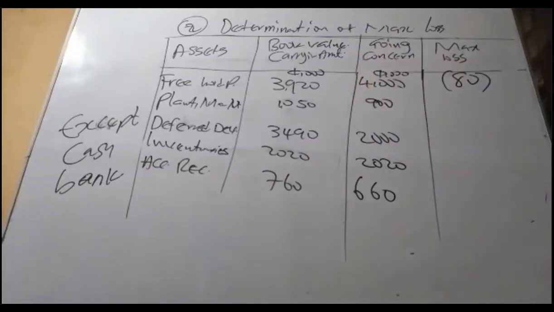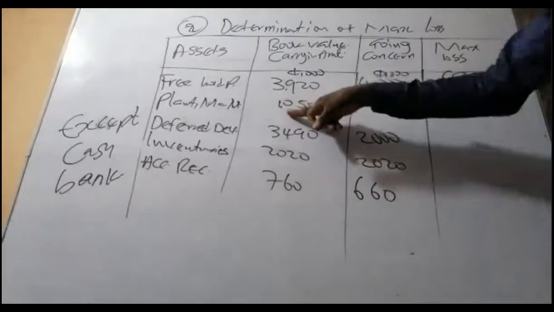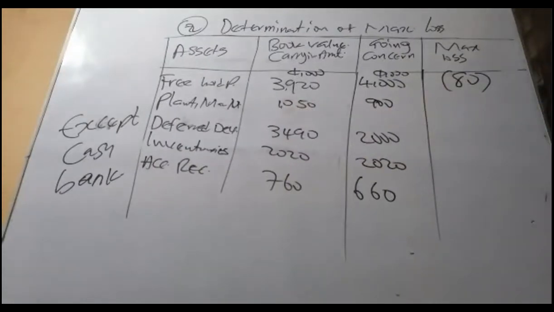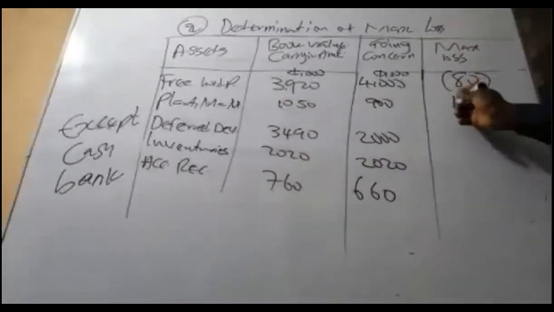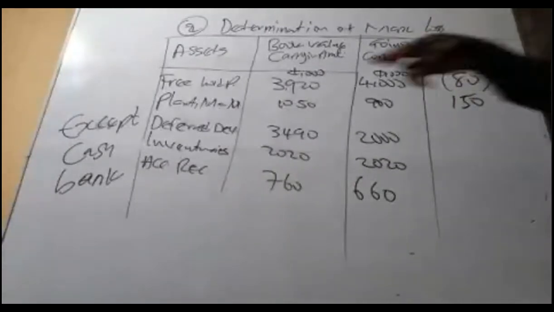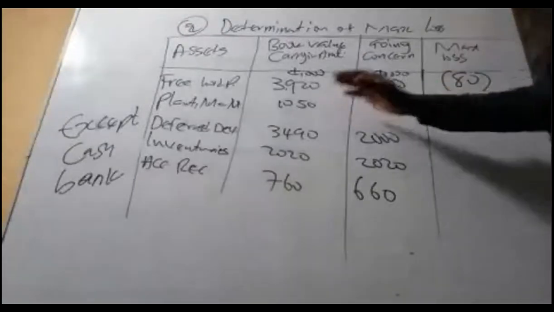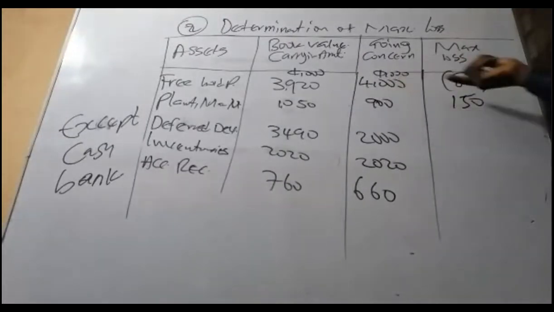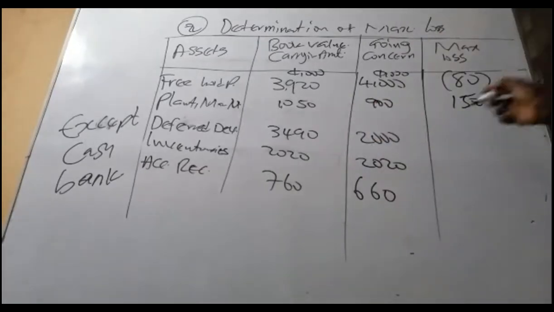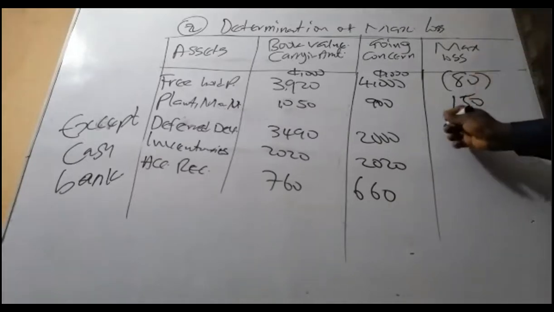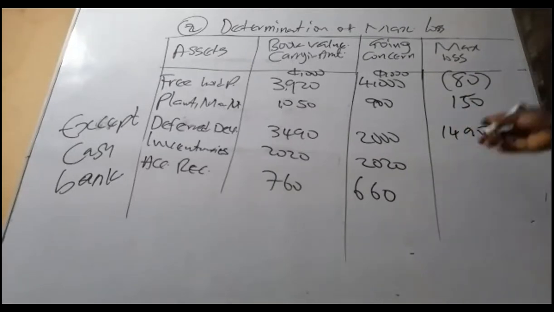Let's go to plant and machinery. The current amount is 750, but the fair value is 900. So we are losing 150. That will be positive. So this minus this, put the answer here. Don't even worry yourself. If the answer is positive, leave it positive. If the answer is negative, put it in brackets. That's all. This minus this. 3,490 minus 2,000. 1490. So 1490. 2020 dash.